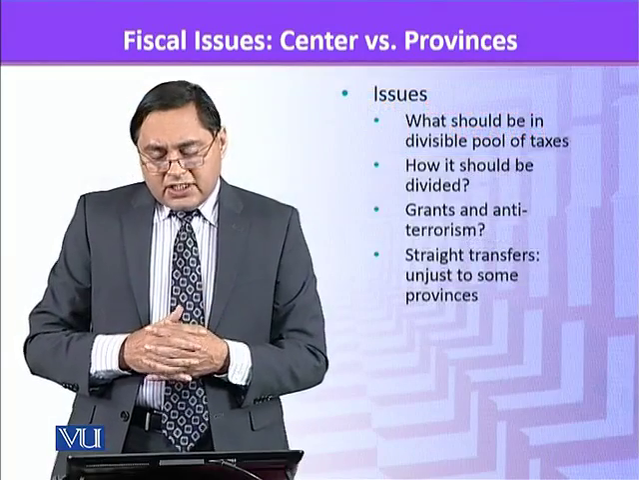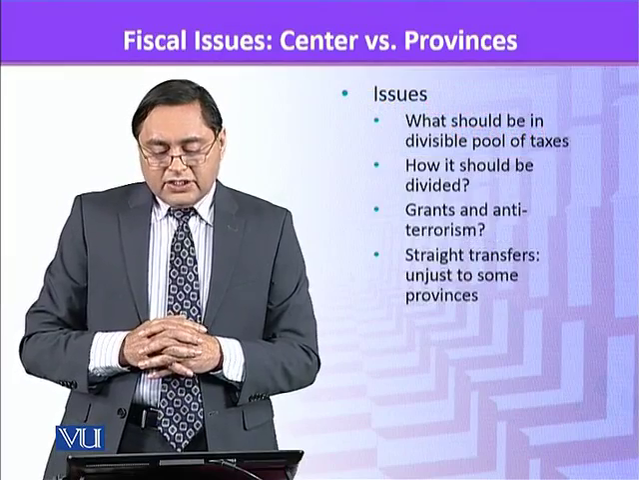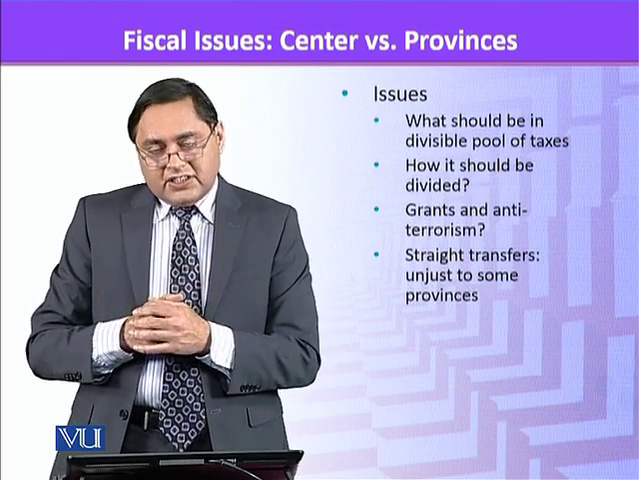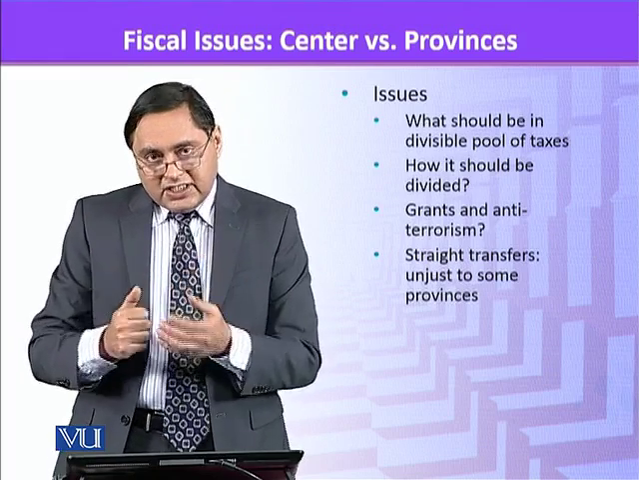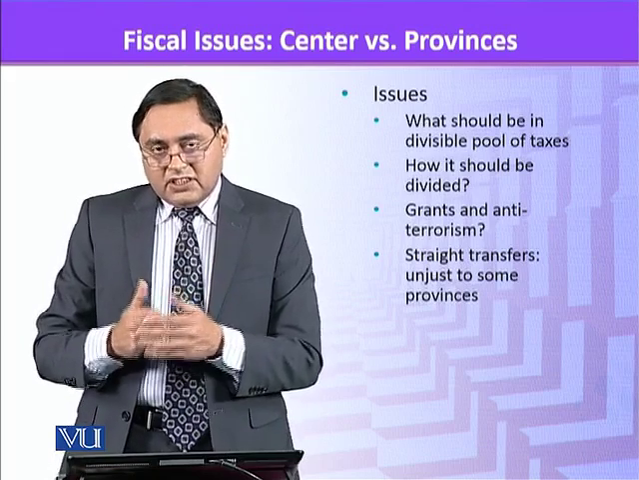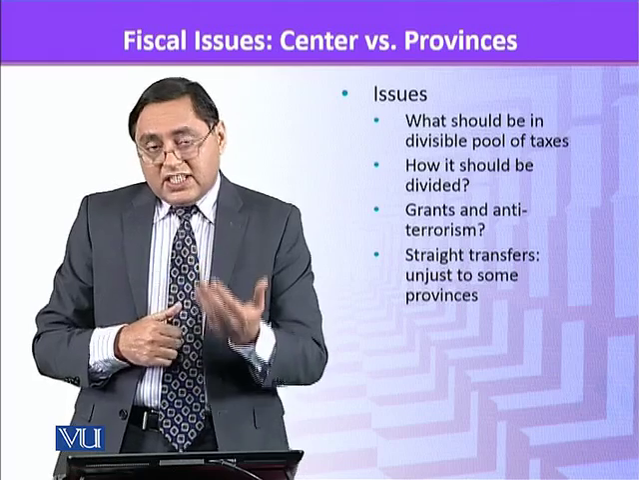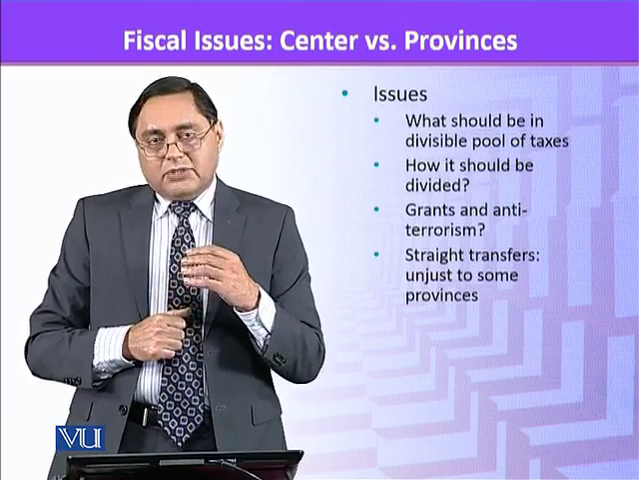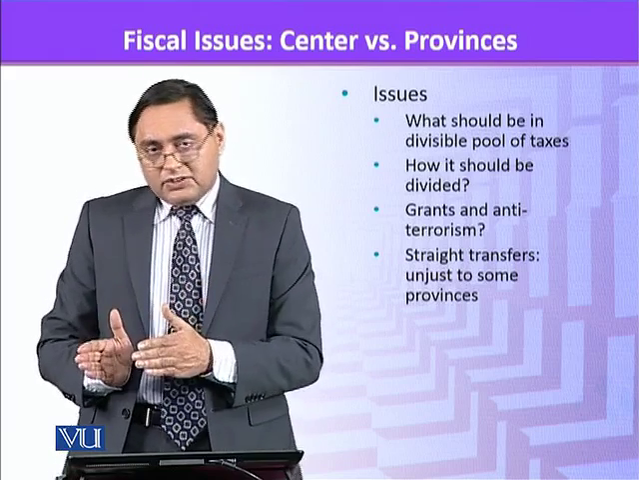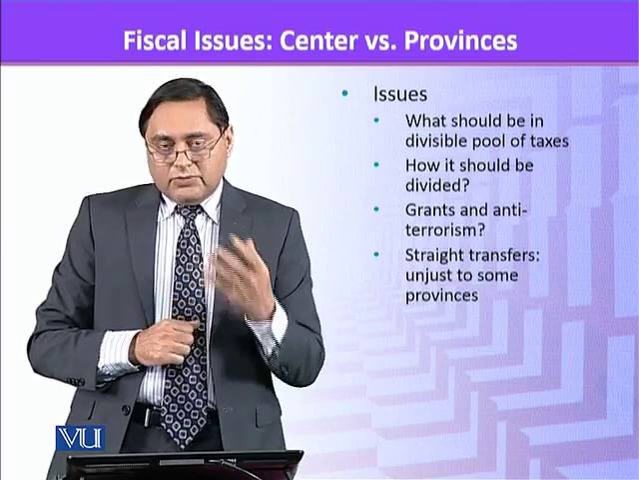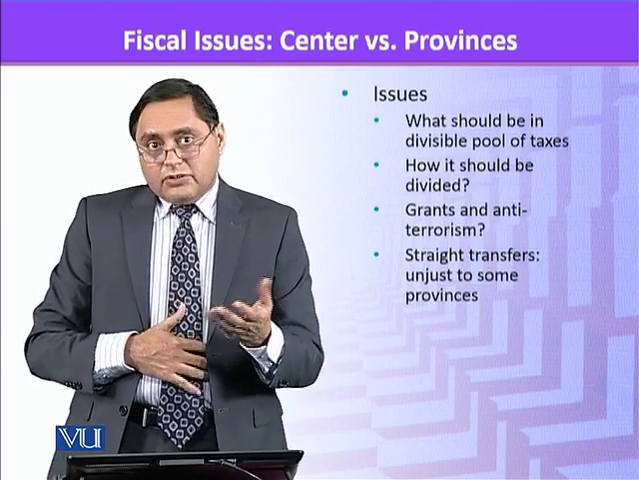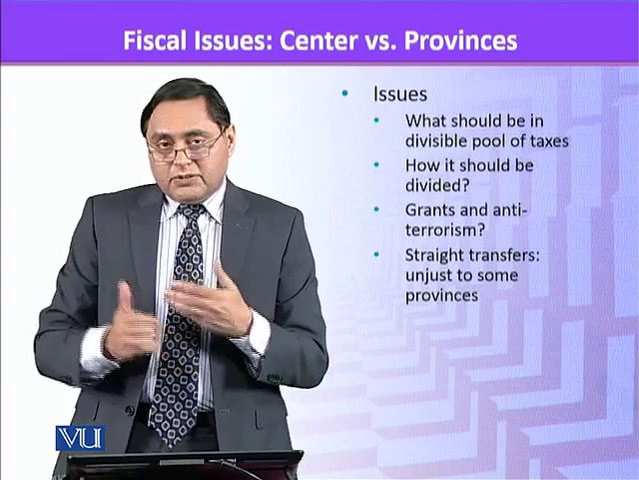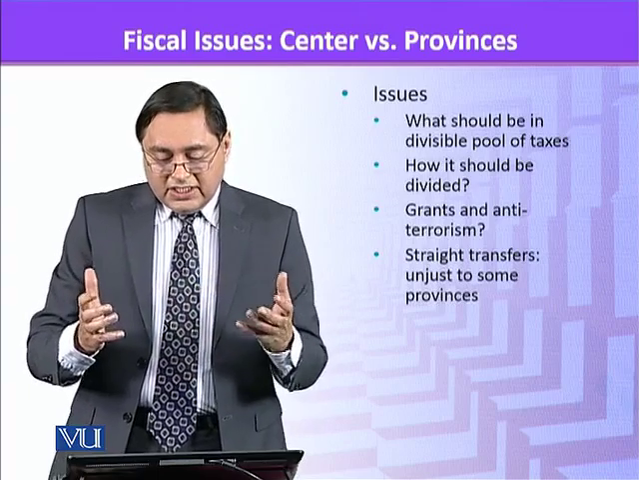So what are the issues related in this area? The issues are what should be in the divisible pool. The more buoyant taxes, or the taxes where most of the money is coming from, if they are with the federal government, then of course the federal government has a say in it and takes the money from it. But if they are shifted from the divisible pool to the provinces, then of course provinces will have more control. Then of course how the pool is divided. We have seen smaller provinces are getting more than Punjab. But what will be the next step?